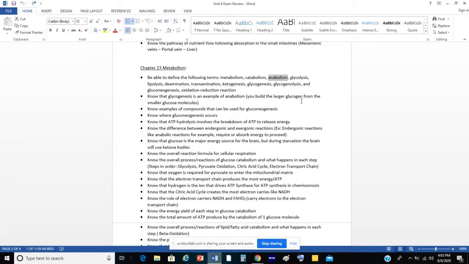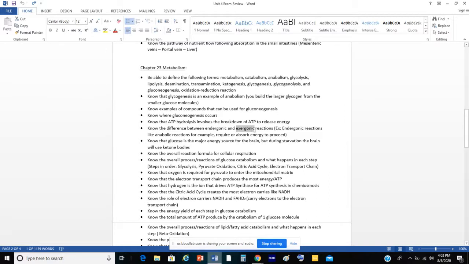What else? Remember, when you're breaking and forming bonds, when you're breaking things down with catabolism or making things with anabolism, that involves making and breaking chemical bonds. And remember, you have energy in bonds. So sometimes when you break something down, you're going to break chemical bonds and release energy. So some chemical reactions will release energy. And we call those exergonic reactions.